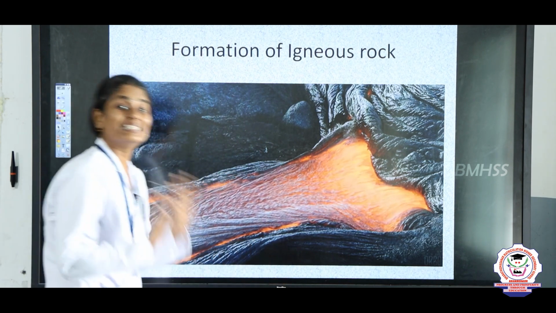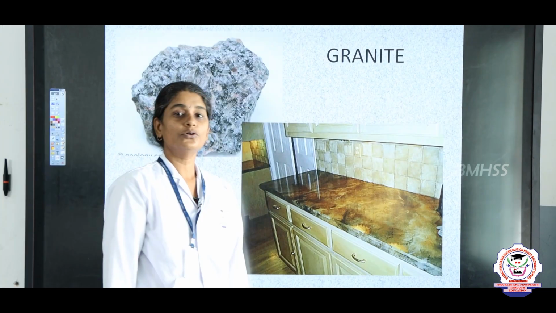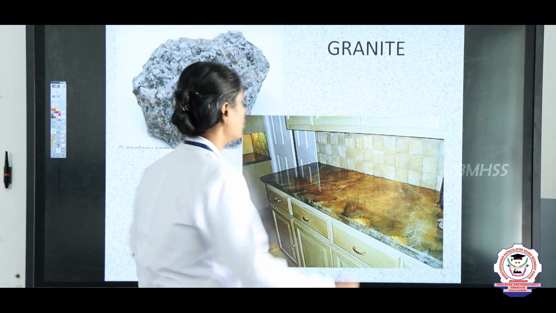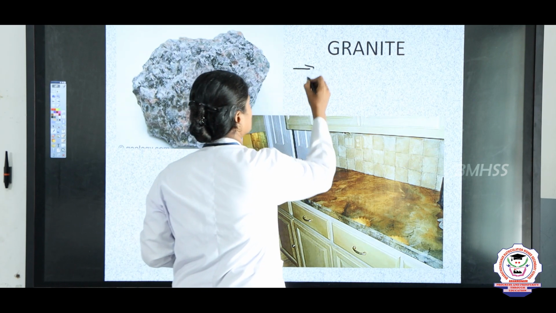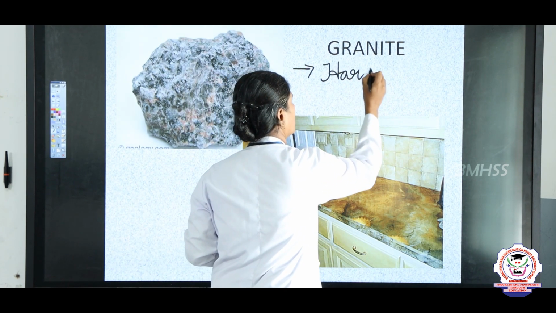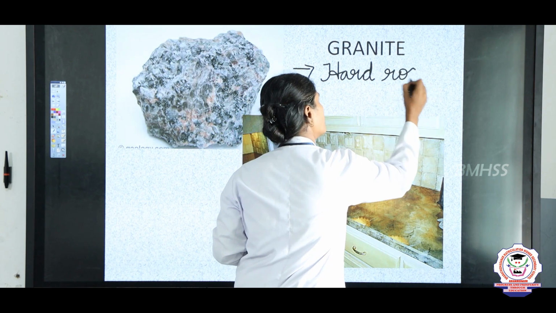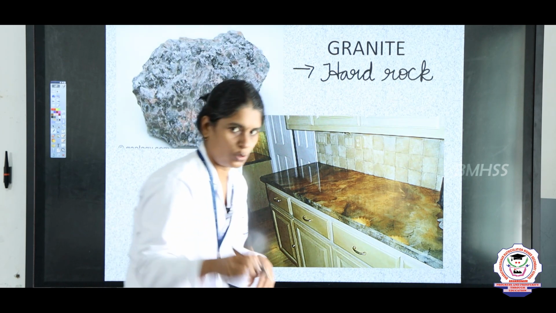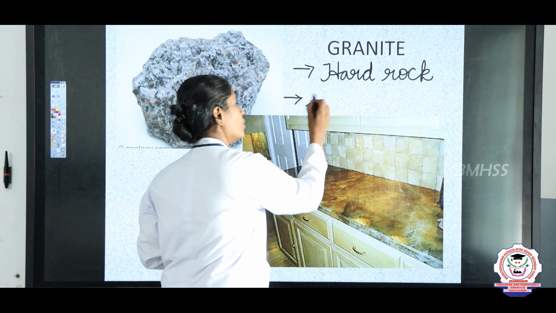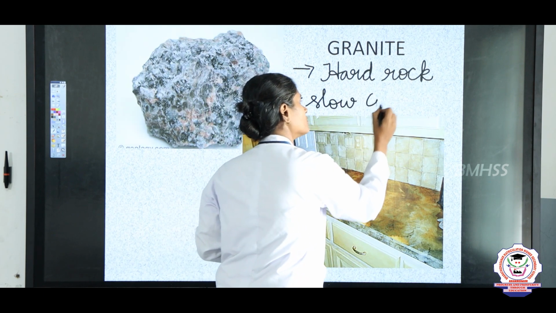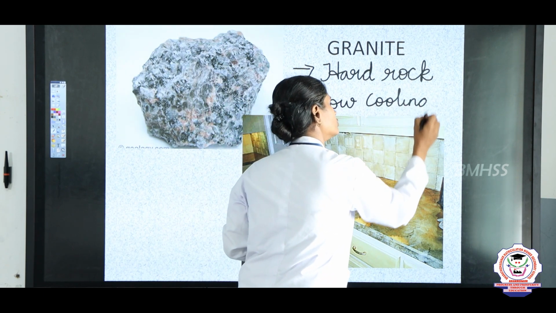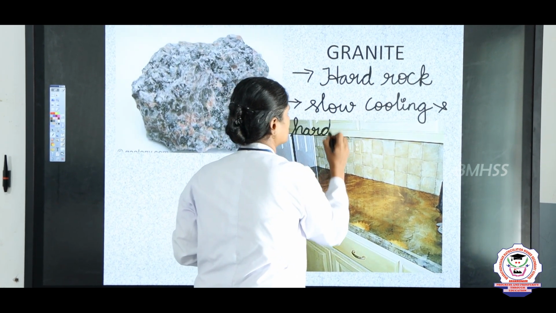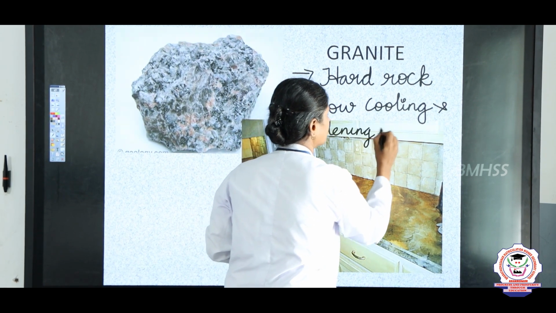Now let's see some examples of igneous rocks. The first type that we are going to see is granite. Granite is a hard rock. It forms when the hot molten rock cools down very slowly. So it is formed by the slow cooling and hardening of magma.